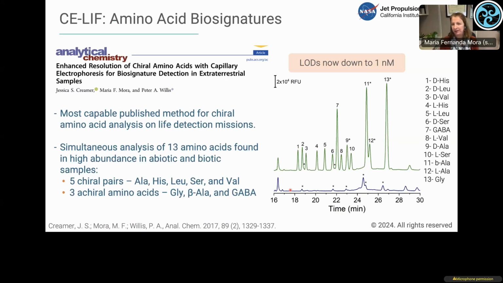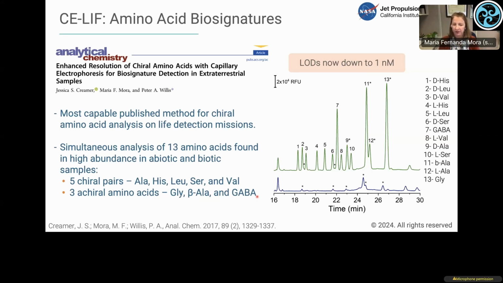As I said, we always start with the fluorescence method, because this one is the one that allows us the lowest limit of detection. This method is the most capable of the methods that are published with capillary electrophoresis for chiral analysis. We can separate 13 amino acids, and actually it's more that we can do now. We're gonna write another paper, but what is published is we can do 5 chiral pairs plus 3 non-chiral amino acids, and this covers the most abundant amino acids either in biology or found in meteorites.